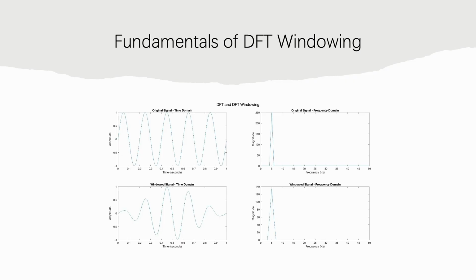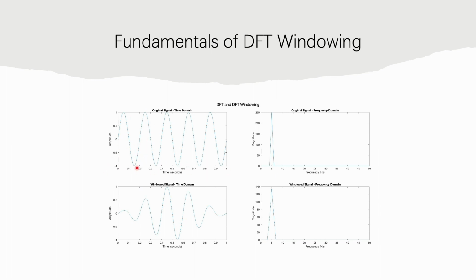Let's move on to our third slide, fundamentals of DFT windowing. This slide showcases the practical application of DFT windowing on a simple sinusoidal signal. We will examine how a window function affects both the time domain and the frequency domain representations. In our first plot, we have the original time domain signal, a sine wave at 5 Hz.